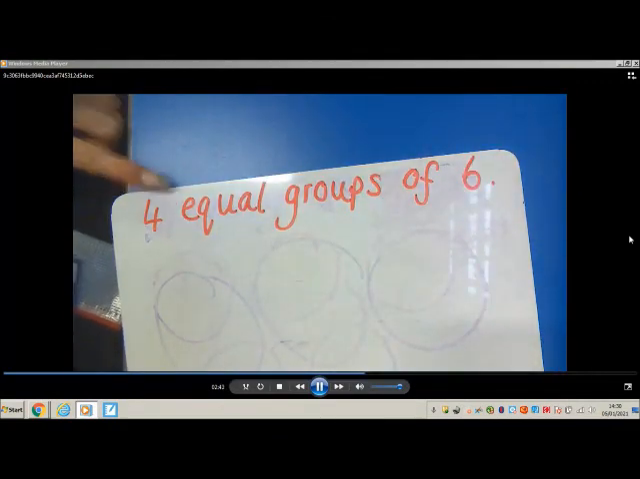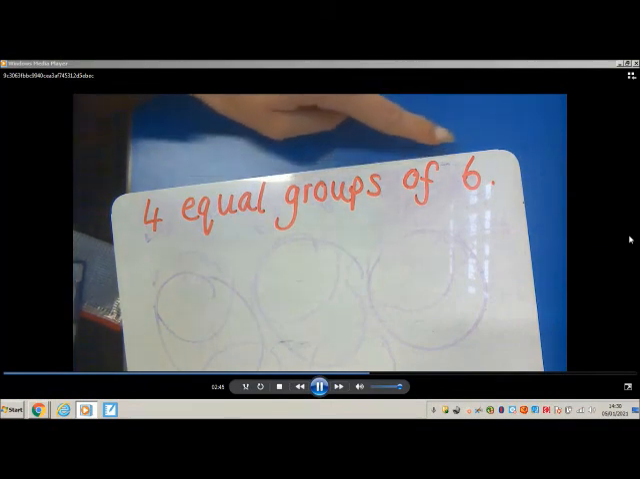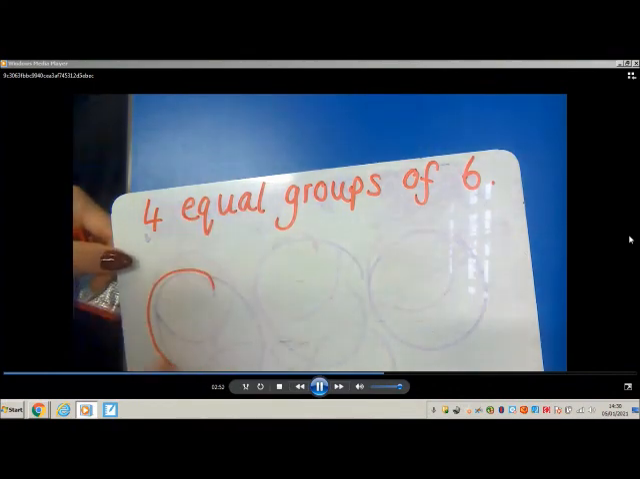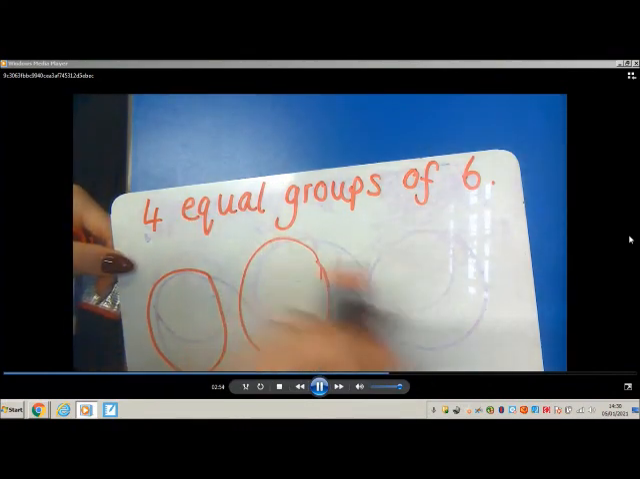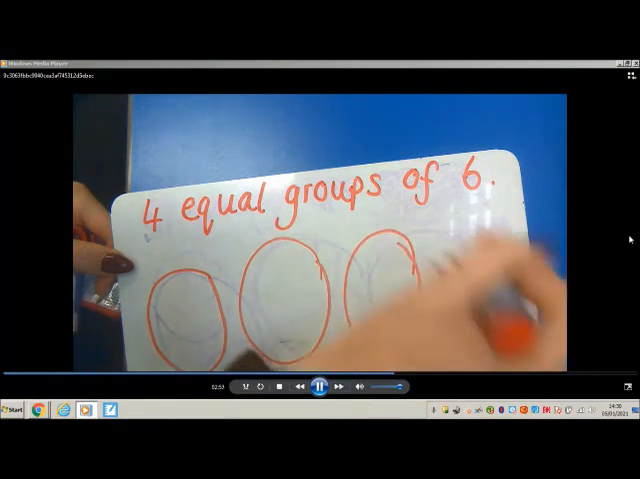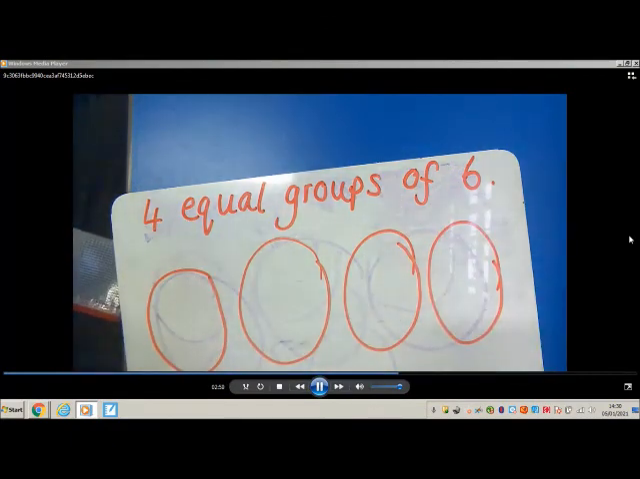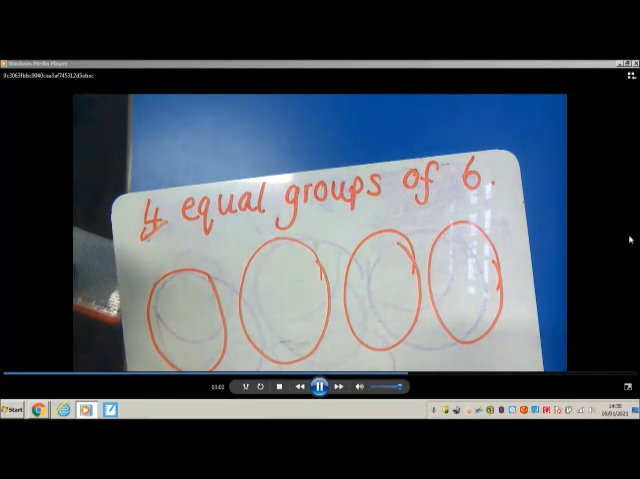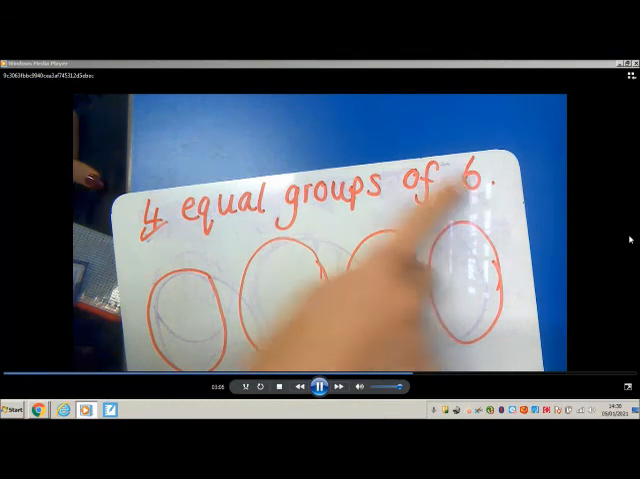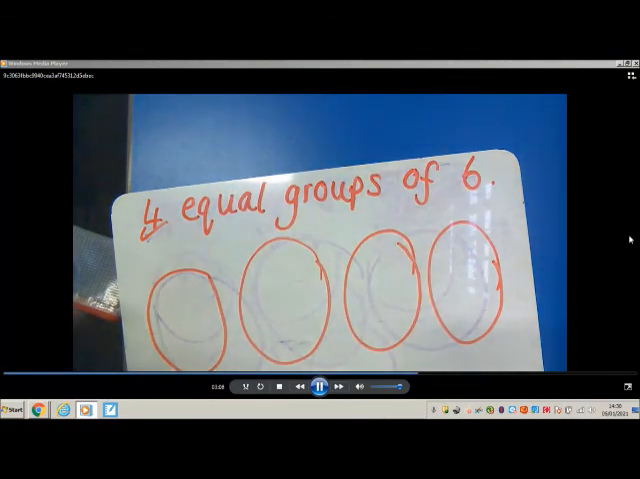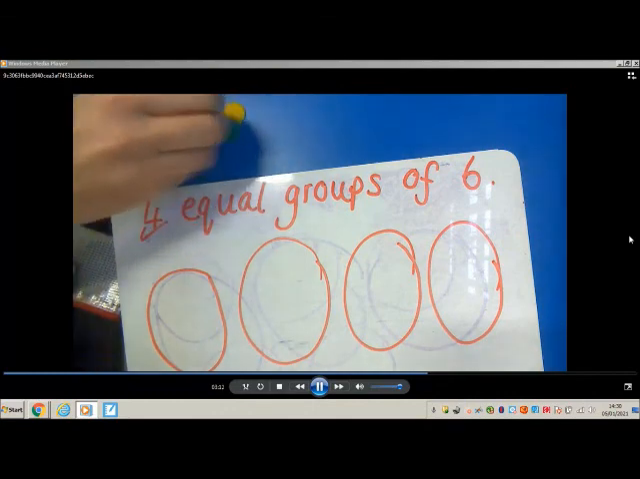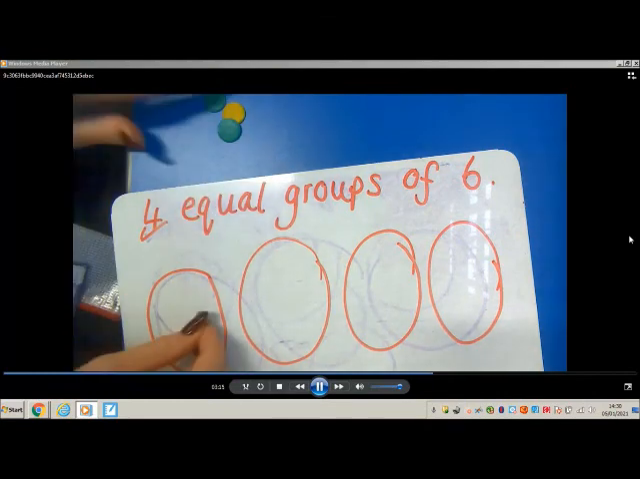Right, one more altogether. I want to make 4 equal groups of 6. So what's the first thing I need to do? Well done, I need to make my 4 equal groups. 1, 2, 3, 4. Tick off number 4, I've done that. And I need 6 in each group. Well done if you'd said that already. I'm using counters this time. Again, it doesn't matter what you use.